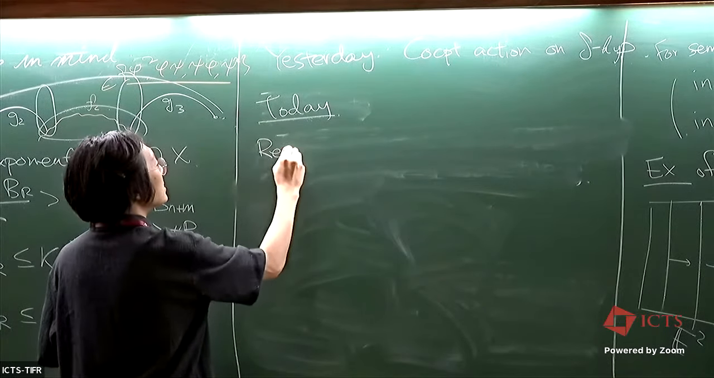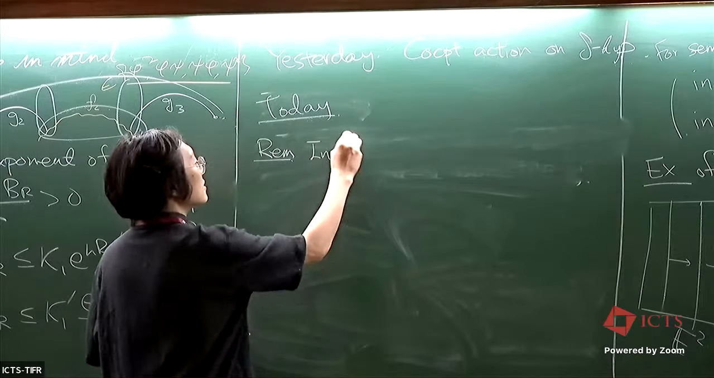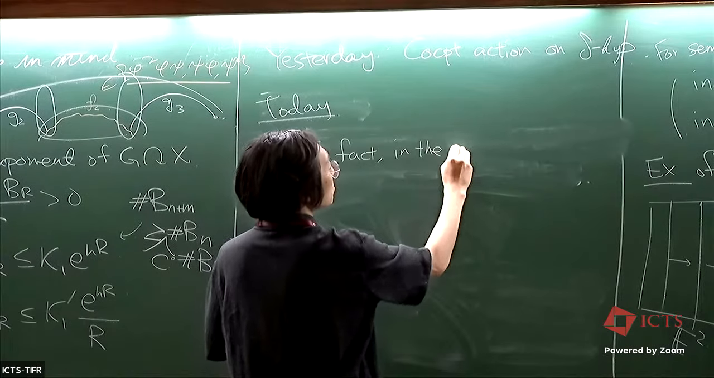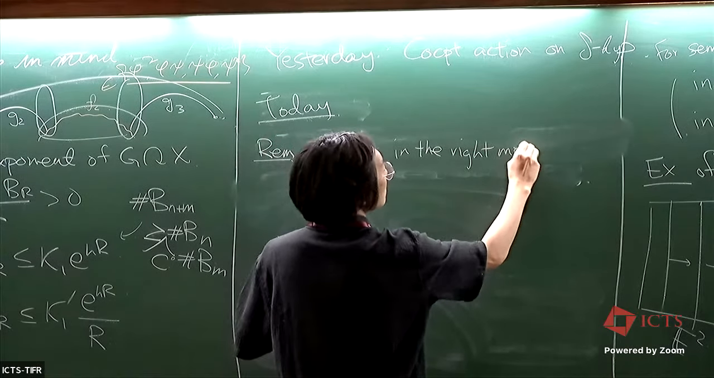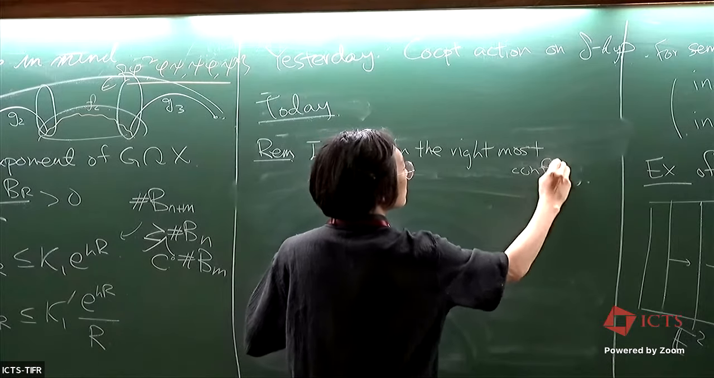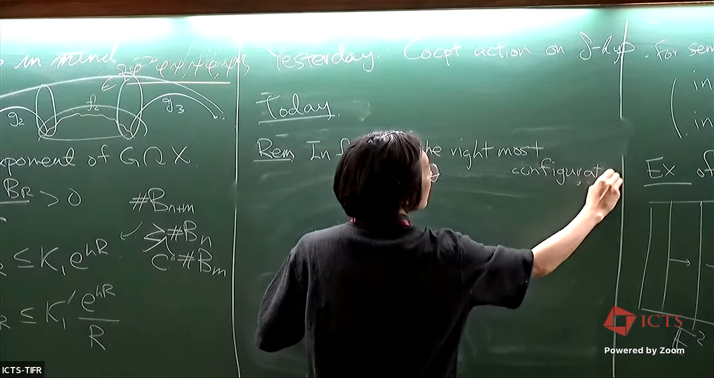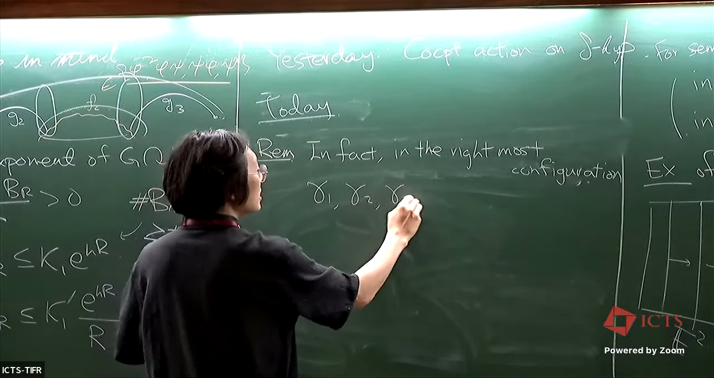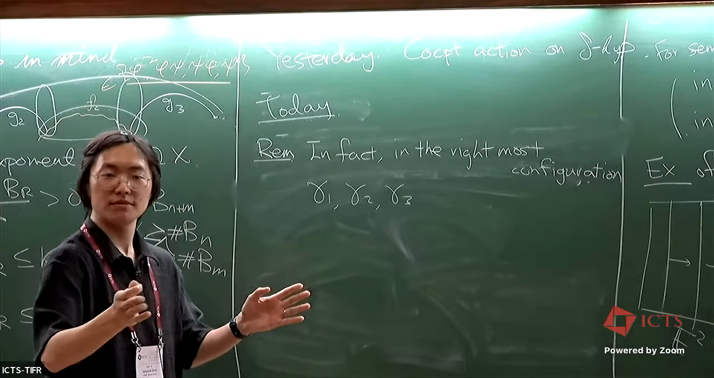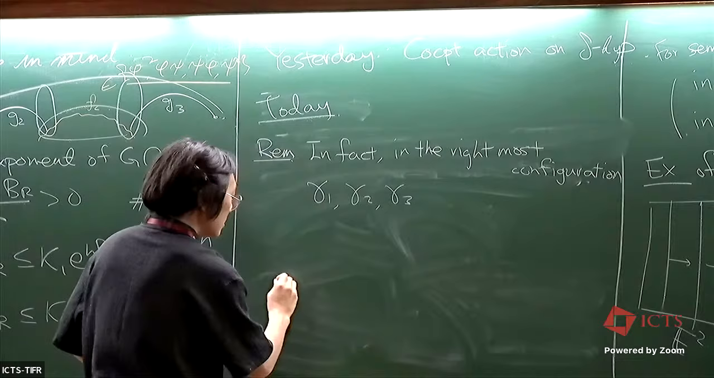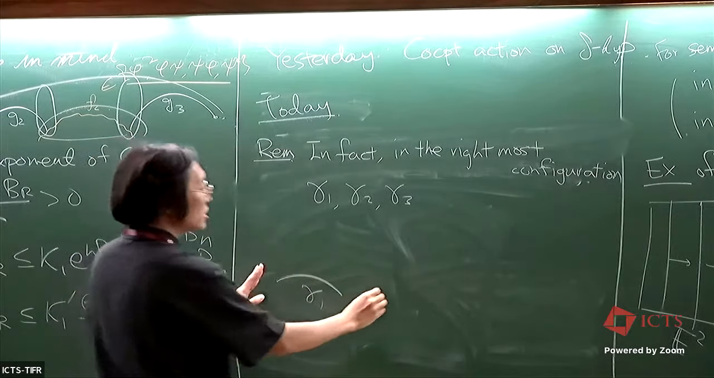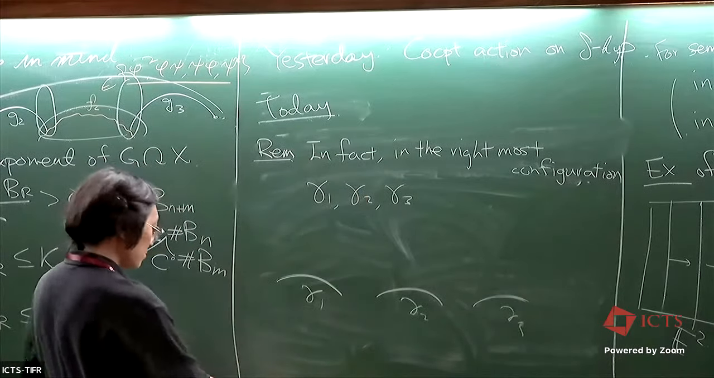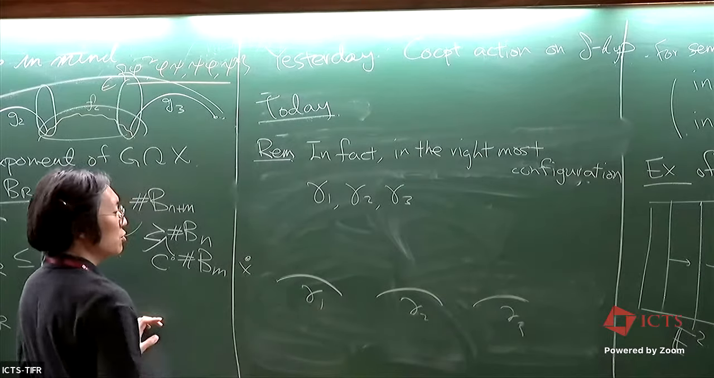A remark is, in fact, in the rightmost configuration, I was hiding the fact that gamma 1, gamma 2, gamma 3 need not be contiguous. You just barely require that gamma 1, gamma 2, and gamma 3 have the correct projections. And you can even recreate a point here.